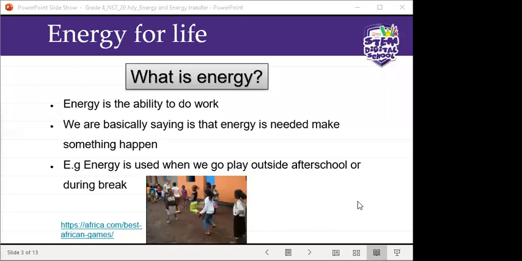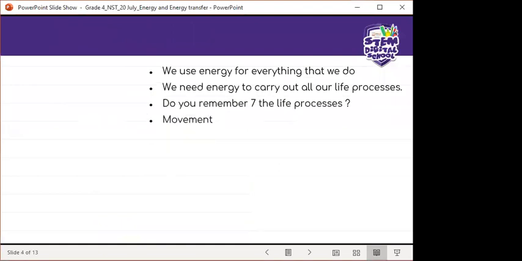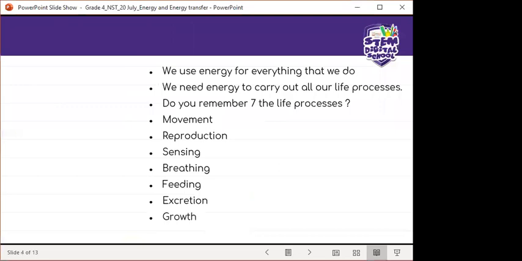Okay. So Michaela, I am moving on now. All right, so as mentioned, it's movement or moving, reproduction, sensing, breathing, feeding, excretion, as well as growth. So guys, as we said, we require energy for everything we do. So even pressing that raise your hand button on your Zoom requires energy, because you moved your fingers to actually click the button.